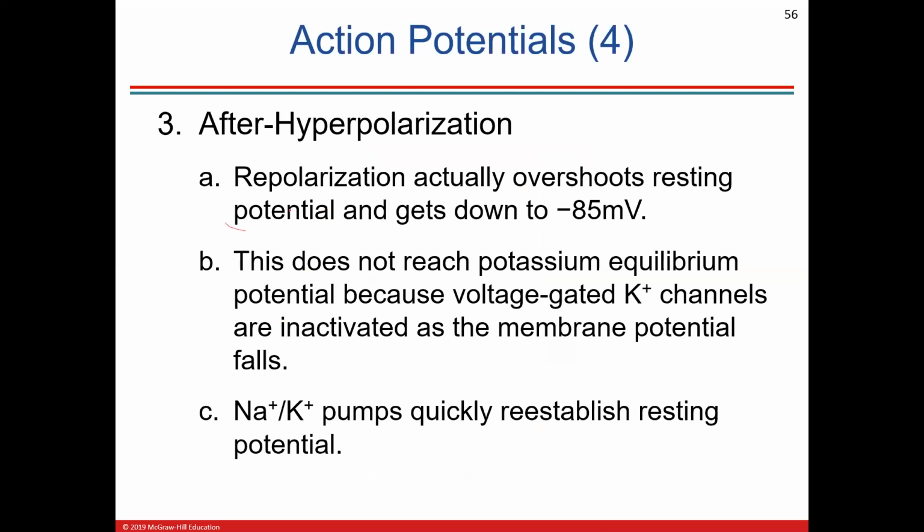After hyperpolarization, now repolarization will overshoot. Like I said, minus 90, but it's the same. Minus 85, again well below minus 70, right? So you have too much potassium leaving the cell. So how do we get that back? We try to use the sodium potassium ATPase pumps. And this is really how we maintain the resting membrane potential.